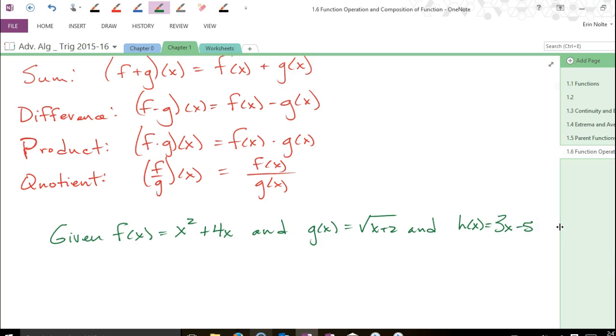Okay. So let's say I have these three different functions. I have an f of x, a g of x, and an h of x. Let's say they start by saying find f plus g of x. What are you going to do?